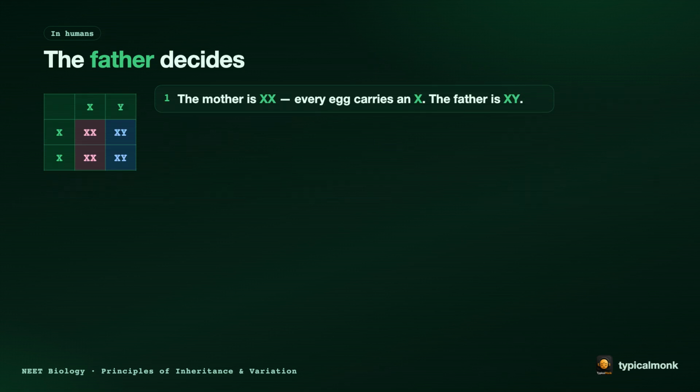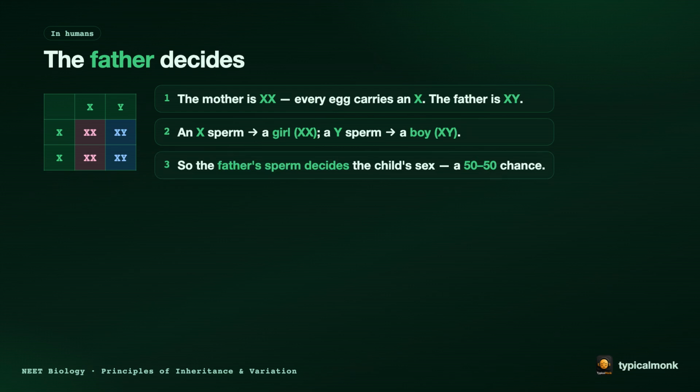Now, how sex is decided in humans. Look at this picture. The mother is XX. Every egg carries an X. The father is XY. An X sperm makes a girl, that is XX, and a Y sperm makes a boy, that is XY. So the father's sperm decides the child's sex, a 50-50 chance.